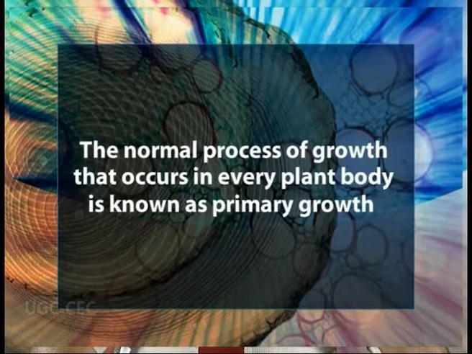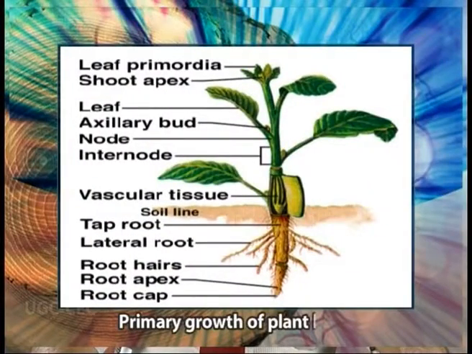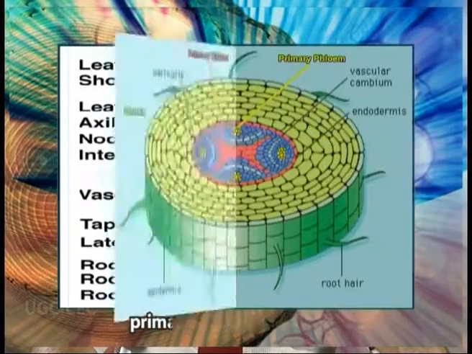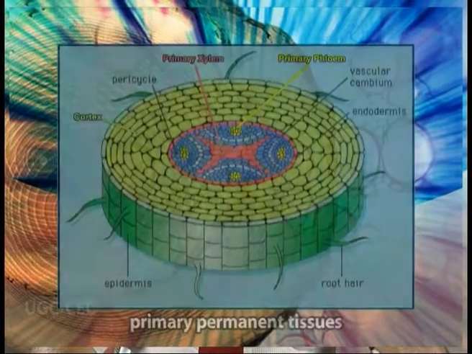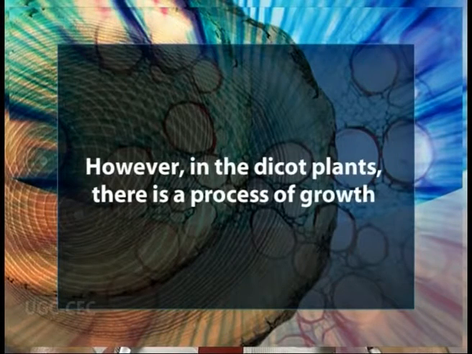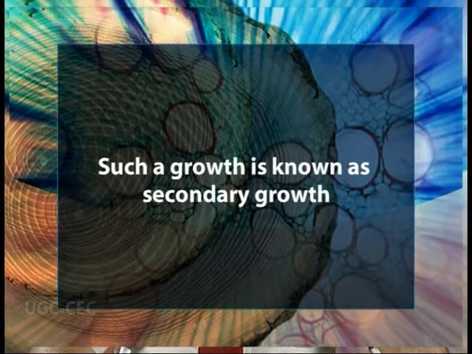The normal process of growth that occurs in every plant body is known as primary growth. It is the result of activity of primary meristem. The process of primary growth results in the formation of primary permanent tissues such as primary xylem, primary phloem and primary cortex. However, in dicot plants, there is a process of growth that begins after a known period of primary growth. Such a growth is known as secondary growth.